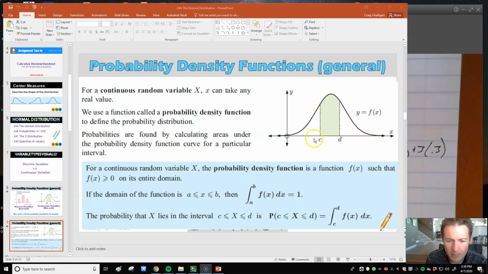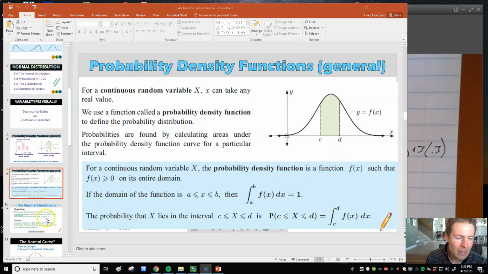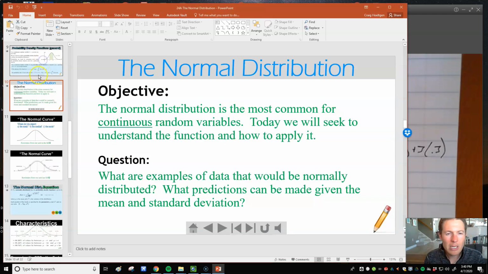Now to find a specific probability, for example, if you want to know the probability between some value c and some value d, here's the picture, here it is written in kind of formal probability notation, probability of being between C and D. Well, that's just, we're going to integrate between C and D. All right, so keep that in your mind.